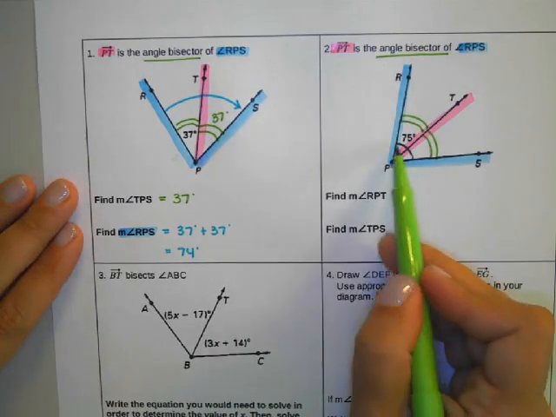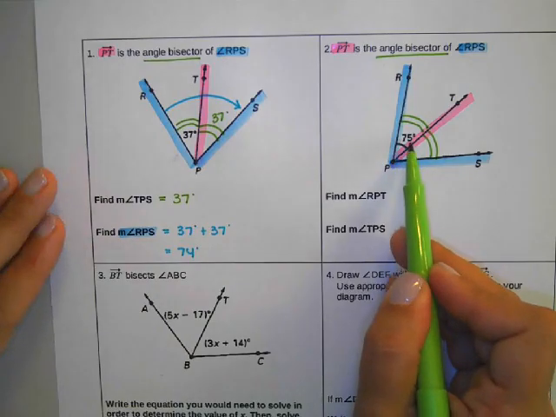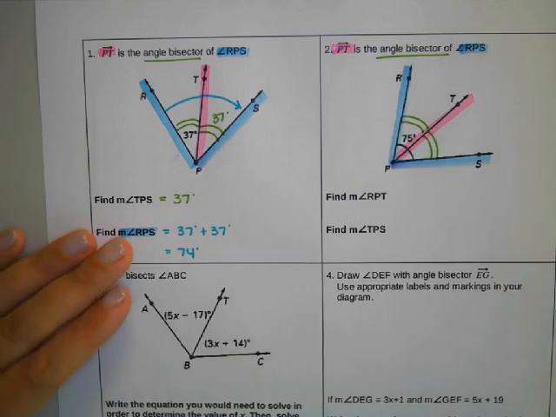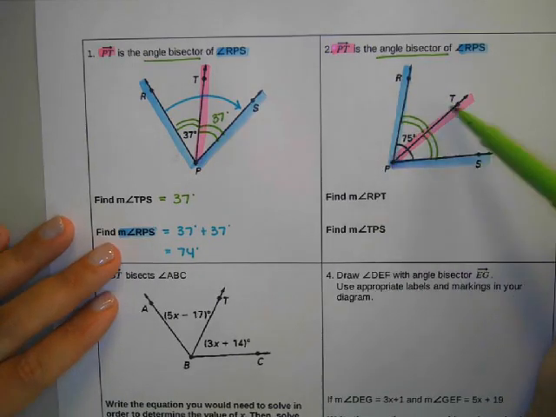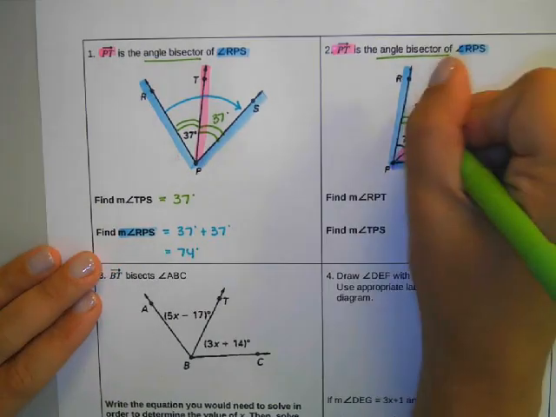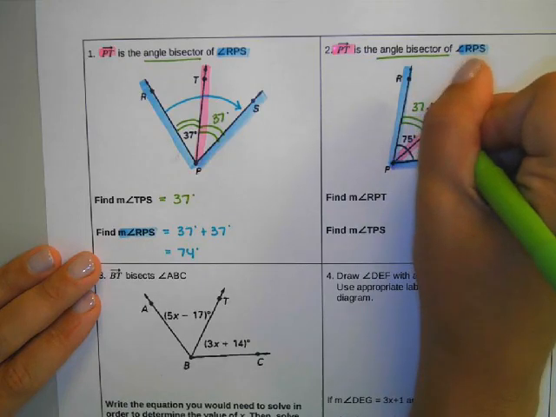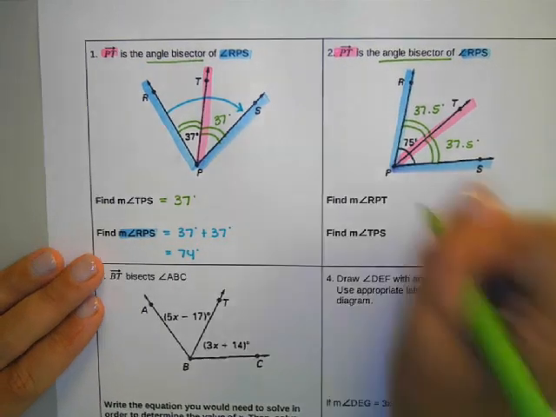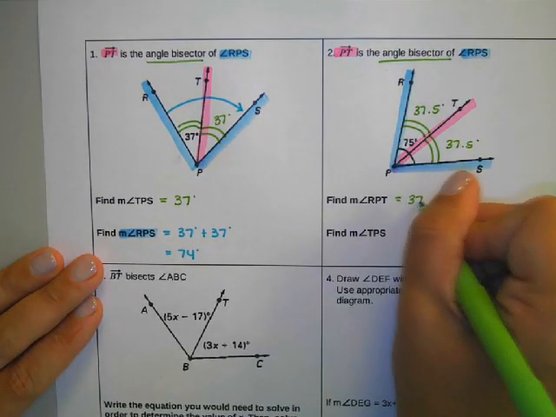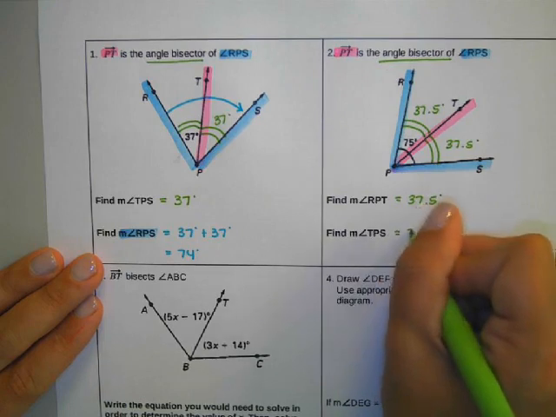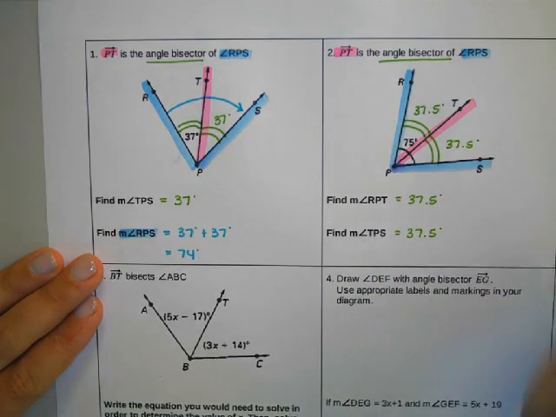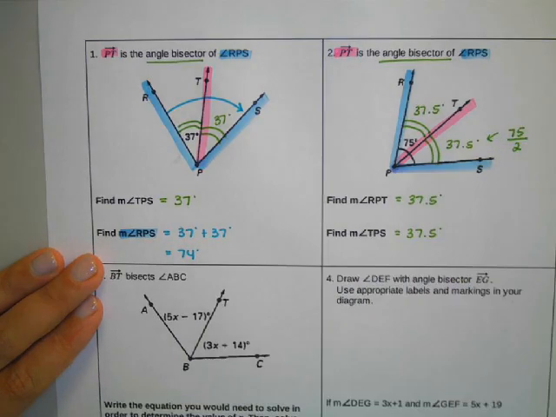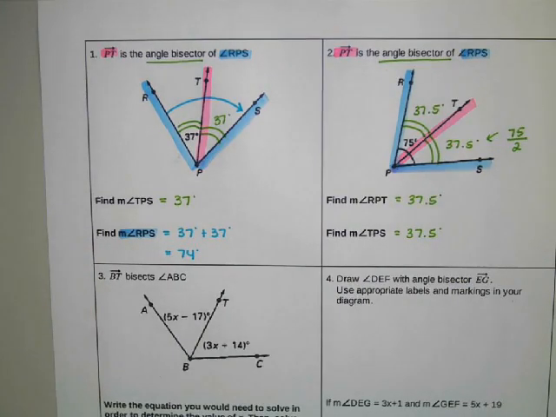Now, this arc goes across both angles, so you'll notice that this entire thing is 75 degrees. That means that if I want to find the measure of angle RPT, so just this half, I need to divide that by 2. So that's going to give me 37.5 degrees here and 37.5 degrees here. So each of these smaller angles is going to be 37.5 degrees, because that is what I get by doing 75 divided by 2.